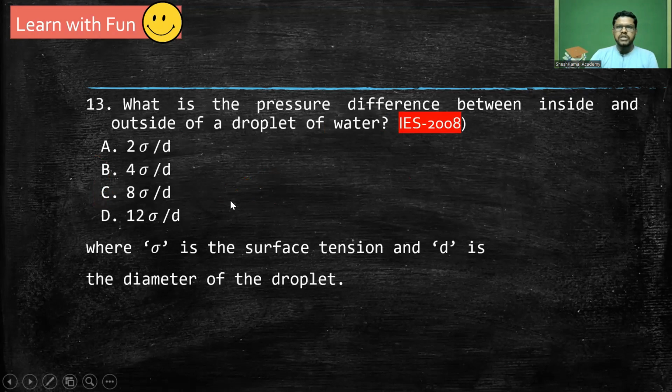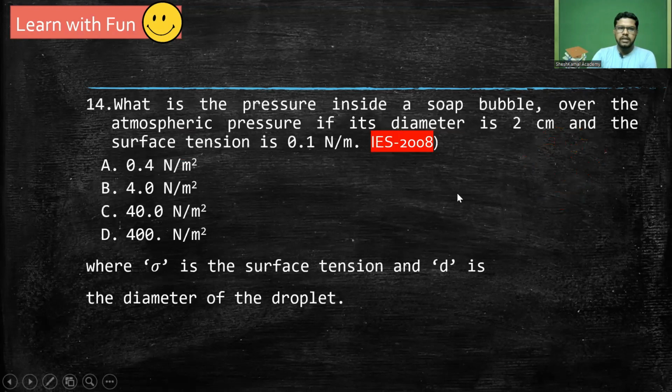Now next, what is the pressure difference between inside and outside the droplet of water? From the surface tension phenomenon, the relation comes out as P is equal to 4 sigma by D for a water droplet. So this is the formula for the pressure difference inside and outside the water droplet. So option B is the correct answer.